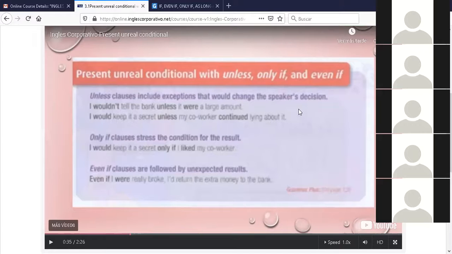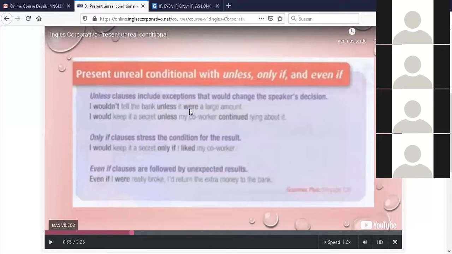Okay. So, for example, how would you say, "no renunciaría a mi trabajo a menos que tuviese uno mejor"? Let's keep the structure right here. I wouldn't quit my job unless I have a new one. Unless I have or unless I had? I have. If you notice, guys, this is not in the base form. Exactly. So, I wouldn't quit my job unless I had another one or a better one.